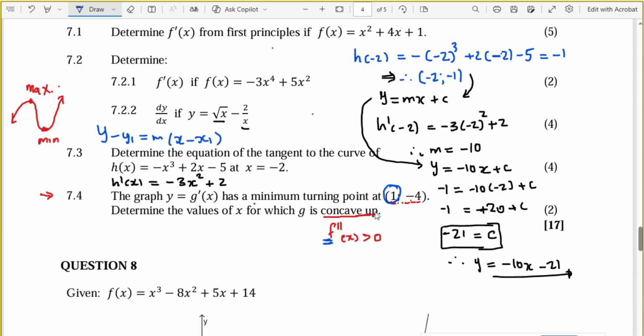So when they say it has the minimum turning point at that point, and they ask for which values of x the graph is concave up, you need to take the x value, which is 1. So x must be greater than 1. That's the answer. And when they say the graph is concave down, x must be less than 1. So this one is for concave down, and this one is for concave up. You just have to understand that for concave up the second derivative should be greater than 0, and for concave down the second derivative should be less than 0.